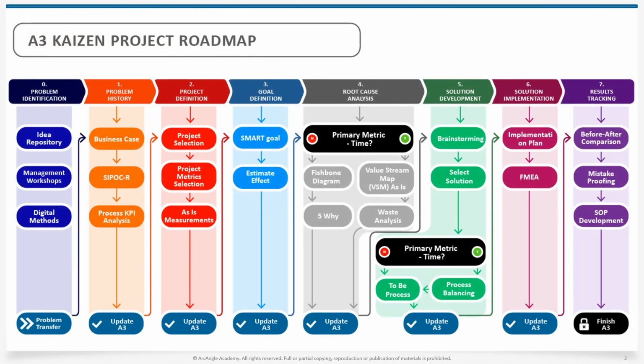The next step in the A3 Kaizen project roadmap is the fishbone diagram, which is utilized for projects where the primary metric is not time-related but focuses on defects or costs.